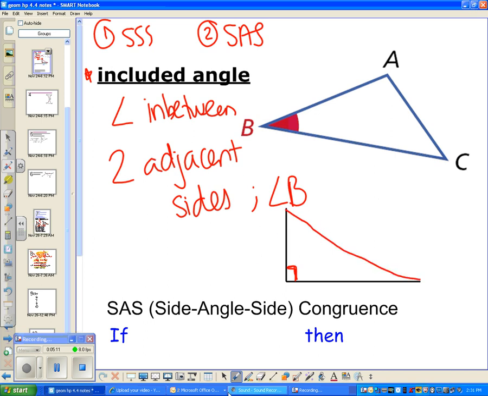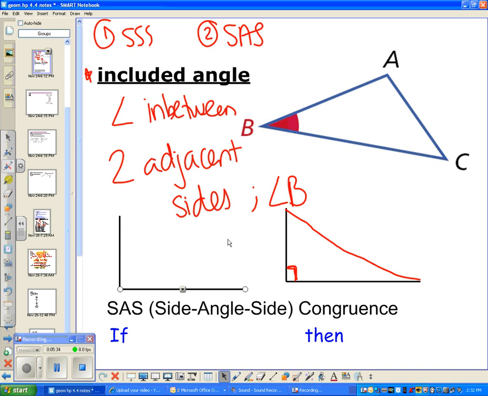Now let's see if that works. So if I copy this and paste it, okay, there's that side again, and I copy this side and paste it, sweet. And I know that this angle has to be 90 degrees. It can't be any other angle. I can't switch it around. It has to be 90 degrees.